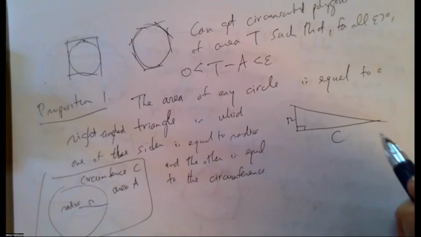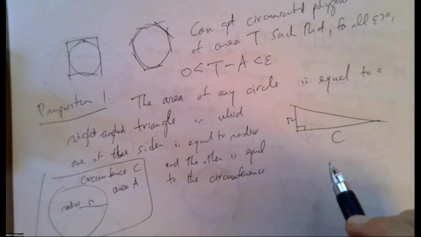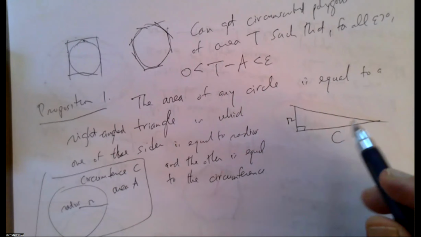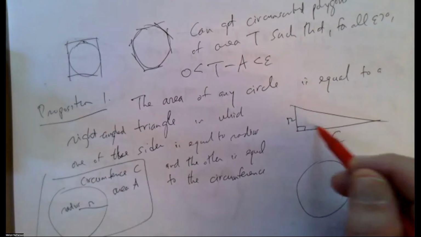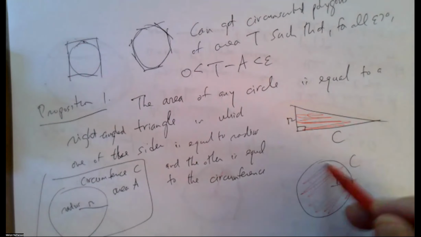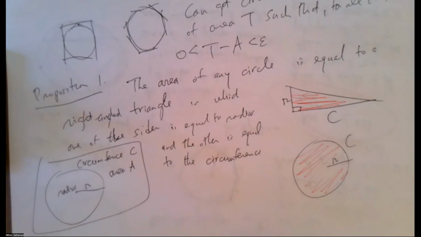Well, okay, so this is the claim. If you take this right triangle and this circle, the two areas are equal. Now, we'll show after we prove this that this implies that the area of a circle is pi r squared, where pi is the ratio of circumference to radius. But this is the way we do this. This is really the great theorem. So this is what we want to prove.